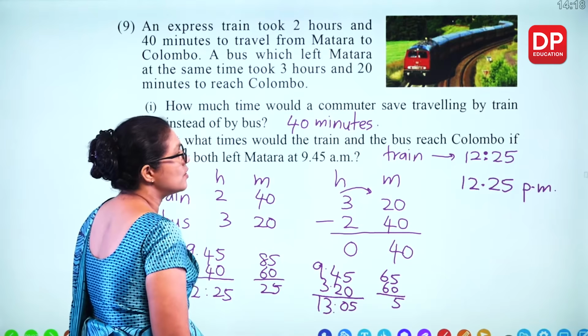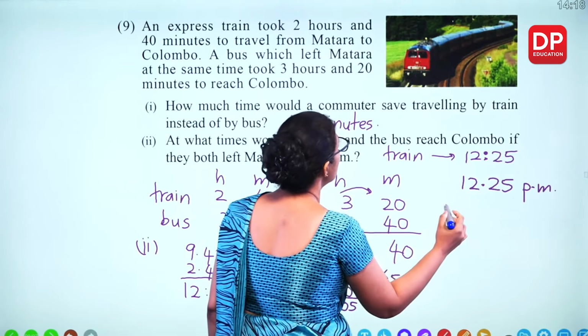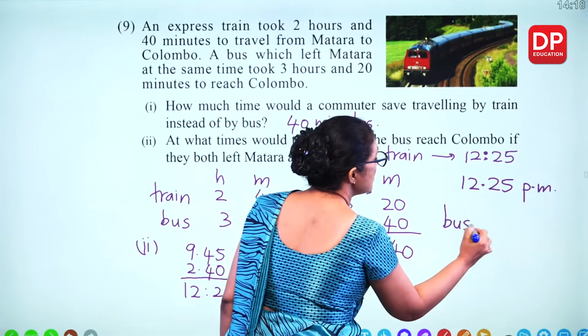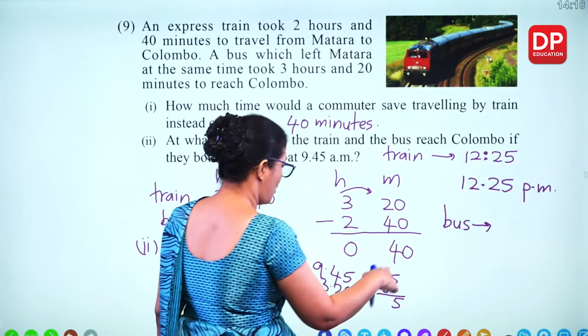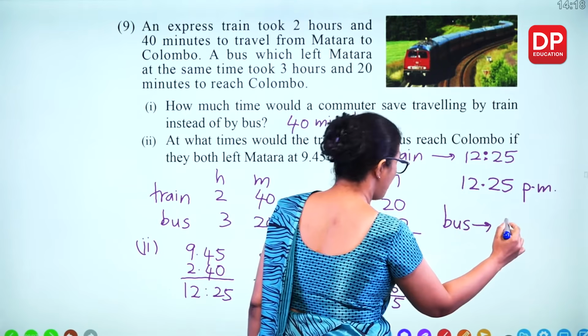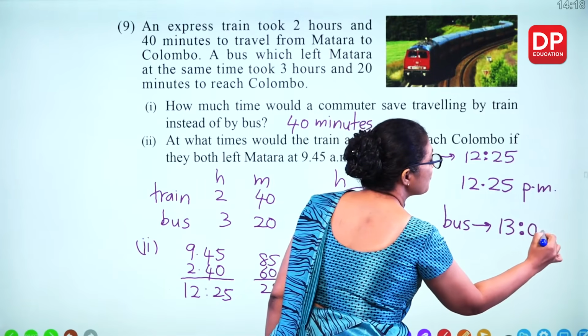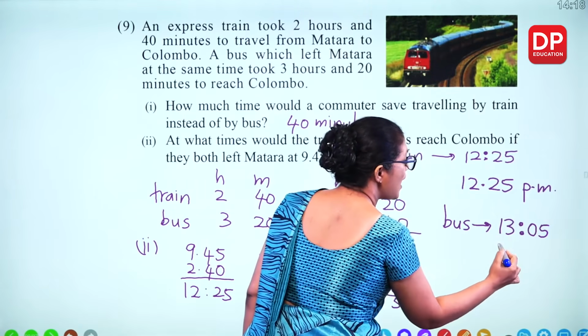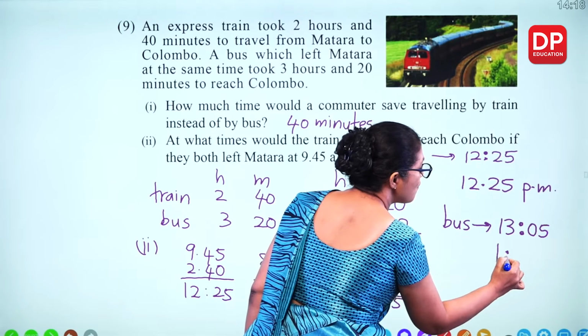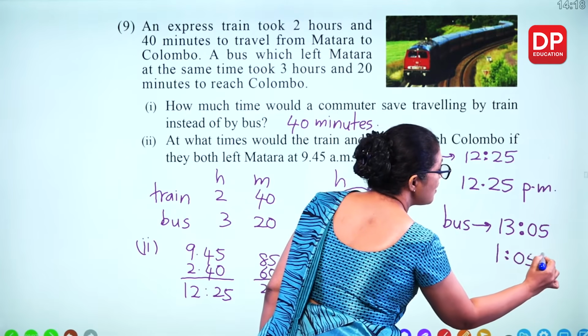13:05. So the bus reaches Colombo at 13:05. That's the standard form. Or you can write 1:05 p.m.